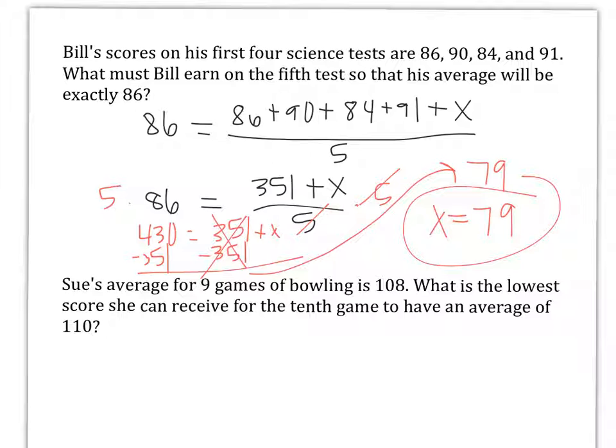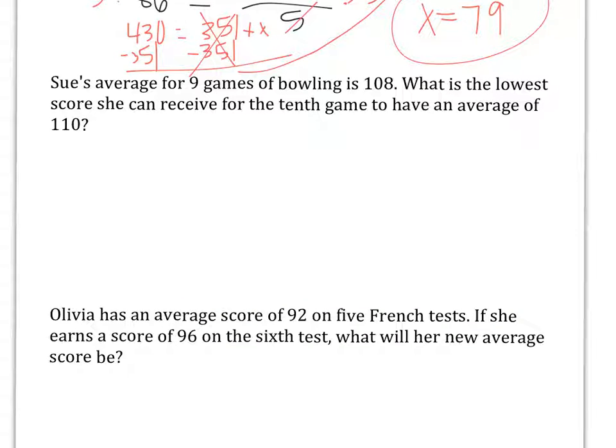Now let's take a look at the second example. Sue's average for 9 games of bowling is 108. What is the lowest score she can receive for the 10th game to have an average of 110? Well, we know that in 9 games of bowling, her average was 108. So let's figure out the total points she had for those 9 games. So we know that she scored X amount of points. And divide that by 9, her average was 108. So this X here represents how many total points she scored overall in those 9 games.